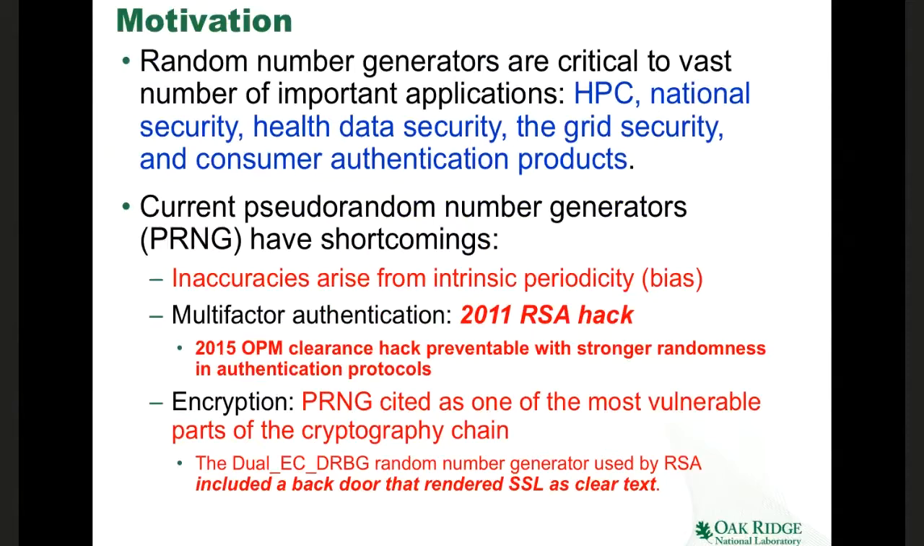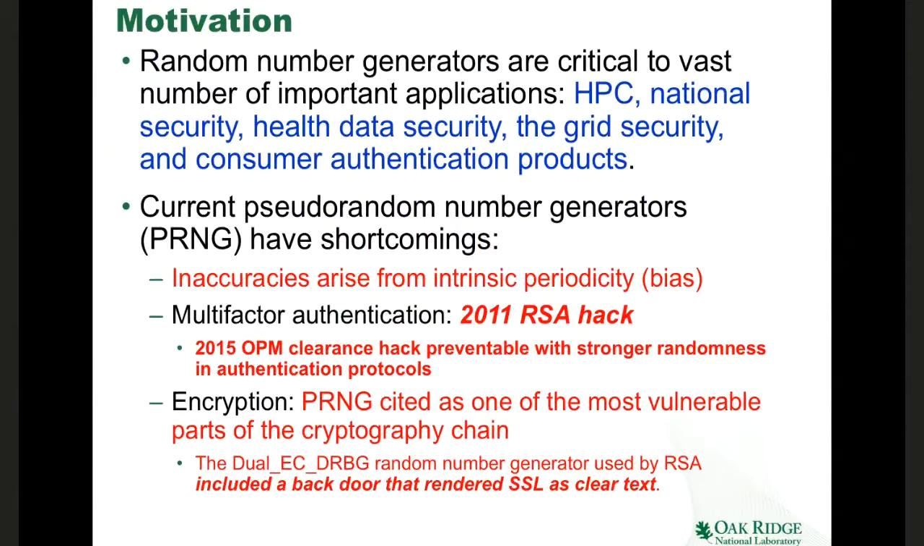Yeah, and it was pretty bad, rendering SSL as clear text. So that may sound familiar. That's what the Heartbleed bug, I think it was called, about maybe a year ago, was doing to everybody on the internet. So we need good random number generators so we don't render SSL as clear text, among other things.